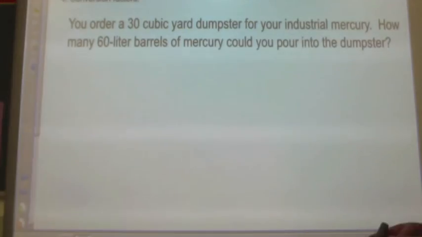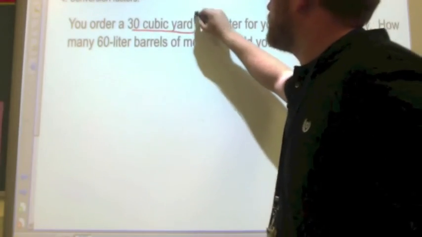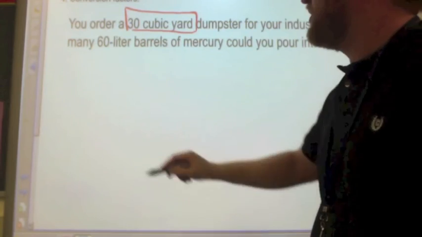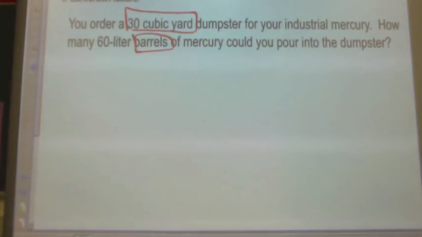Okay. Next problem. You order a 30 cubic yard dumpster for your industrial mercury. How many 60 liter barrels of mercury could you pour into the dumpster? All right, so the unit we're looking to convert from is cubic yards, 30 of them, all the way to these barrels. This is a little trickier, but we can still solve it the exact same way.